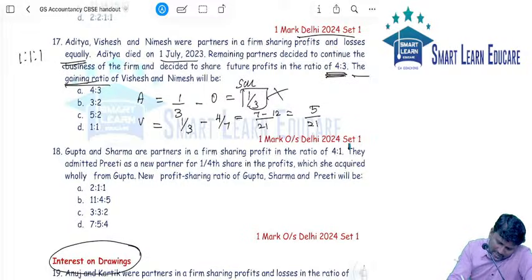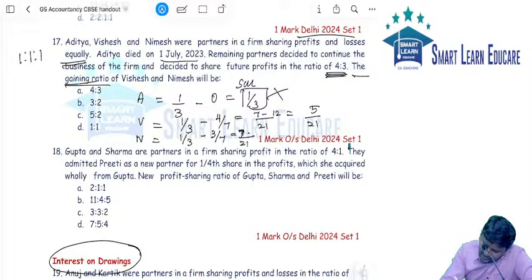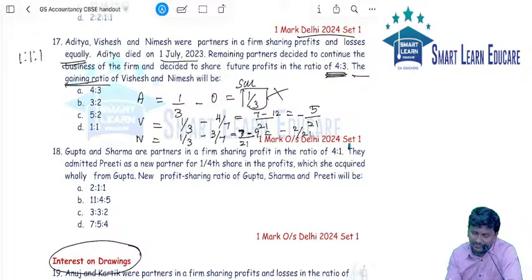Similarly, for partner N, the same calculation: 1/3 minus 3/7. 1/3 minus 3/7 will give you LCM 21. It is 7 minus 3 times 3, which is 9, will give you minus 2/21. Listen friends, everybody listen.